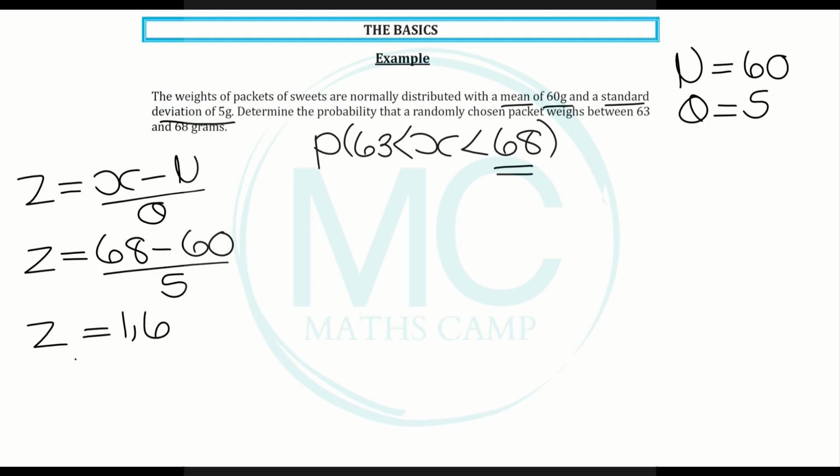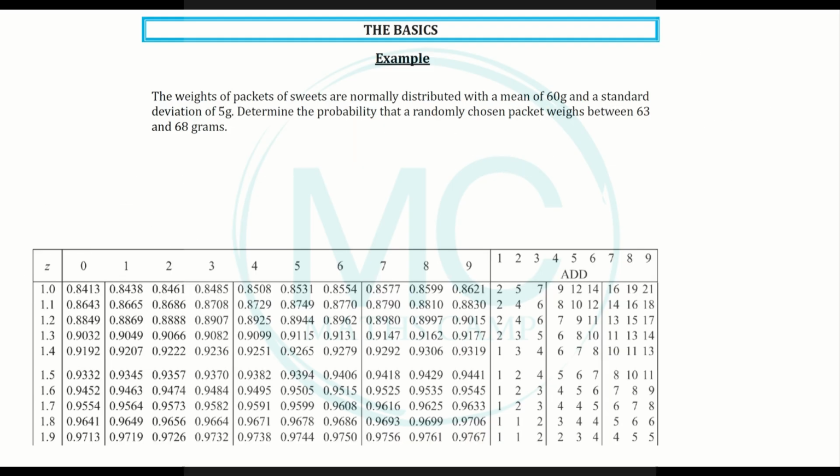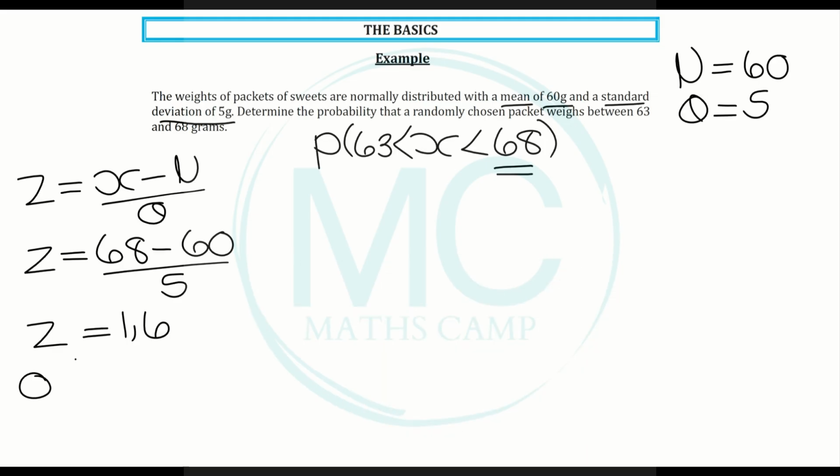Now I can take my distribution table. Z is 1,6. When z only has 2 digits, we use the first probability, which in this case is 0,9452. For now, keep all 4 digits. So I can say the probability is equal to 0,9452. This is the probability that x is smaller than 68.